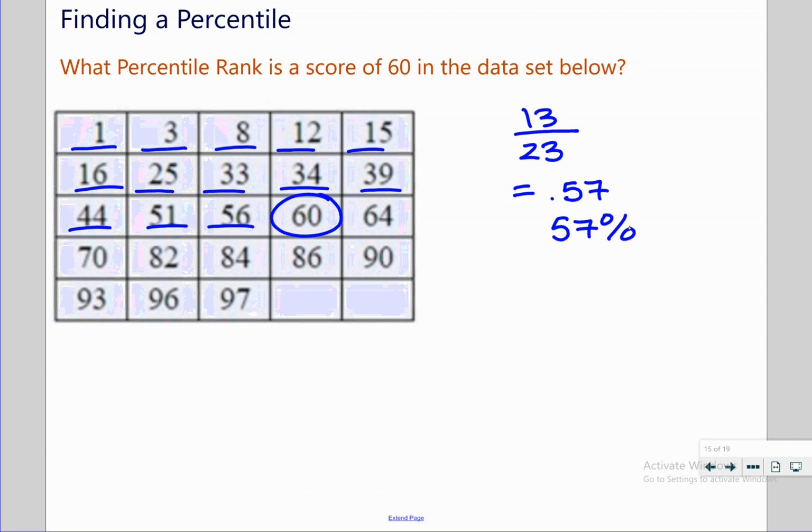So what percent of the data is going to be above? If we're in the 57th percentile, what percent of the data is above 60? 43%. Close. 42%. Just take one away from that, okay? Because if 57% is below me, there is one additional guy, me, and then I have to count everybody above me, okay?